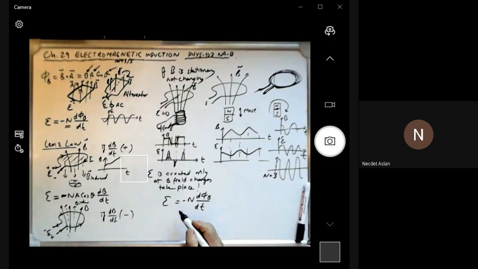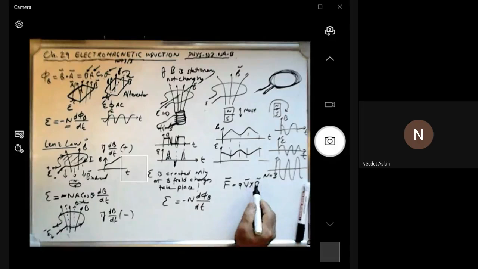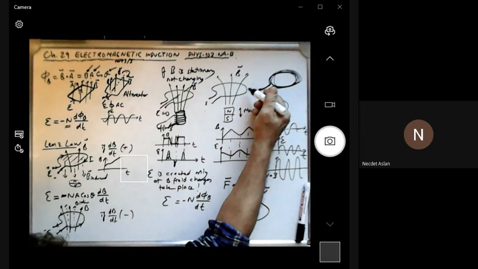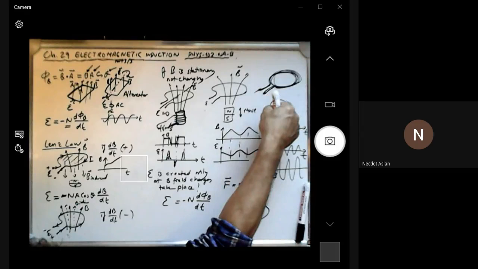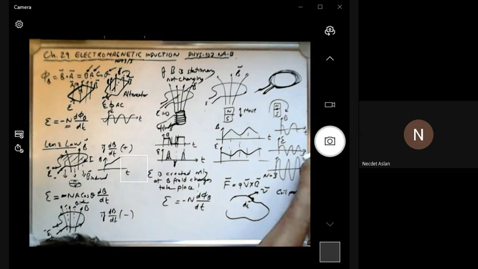But we also know that F equals Q V cross B, right? So now suppose we have this wire, and on a small segment of this wire, dL. This small segment may be moving with some kind of velocity like this. So I can just hold this part and pull a little bit, right? With some kind of velocity. So the coil part is moving.